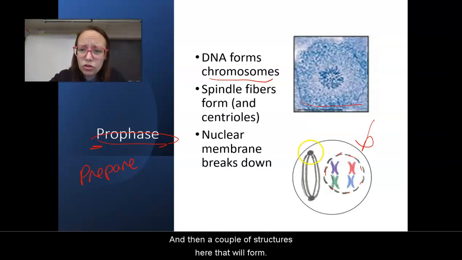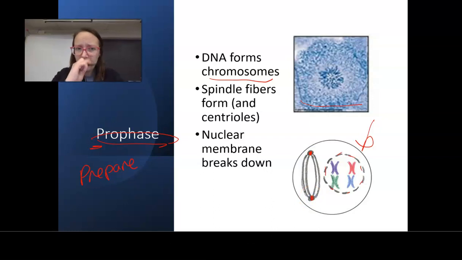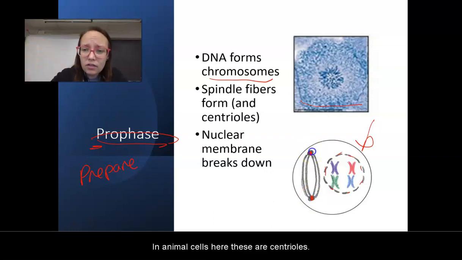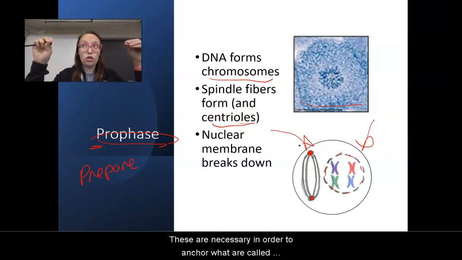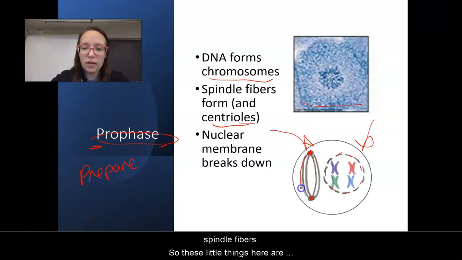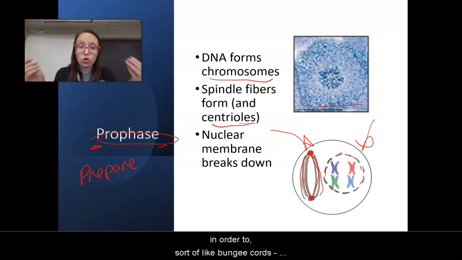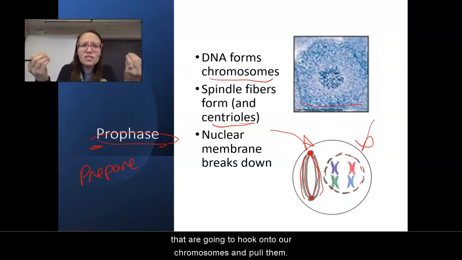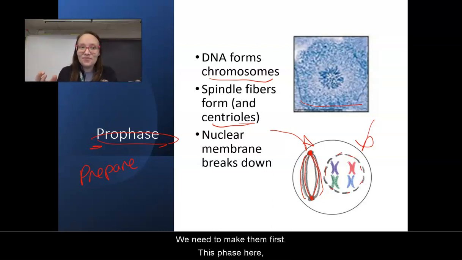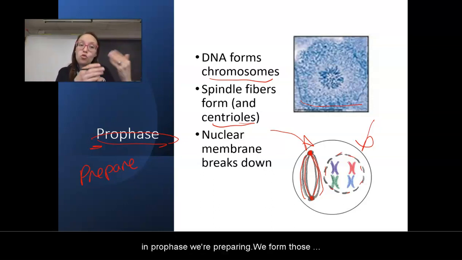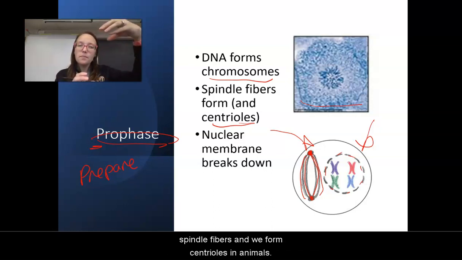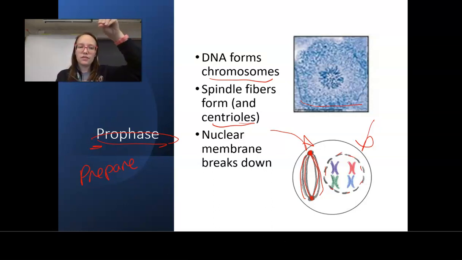And then a couple of structures will form. In animal cells, these are centrioles. These are necessary in order to anchor what are called spindle fibers. These little things here are called spindle fibers, and those are going to form almost like bungee cords that are going to hook onto our chromosomes and pull them, but we need to make them first. So in prophase, where we're preparing, we form those spindle fibers and we form centrioles in animal cells if they're needed.